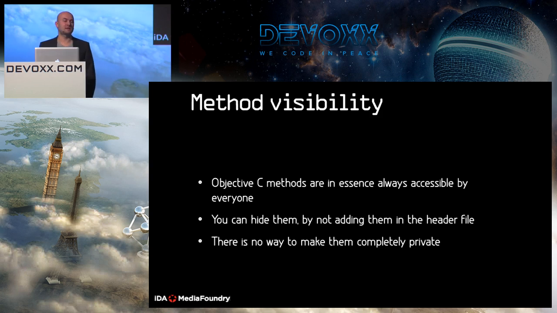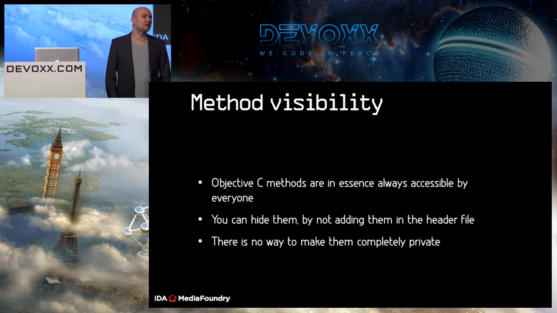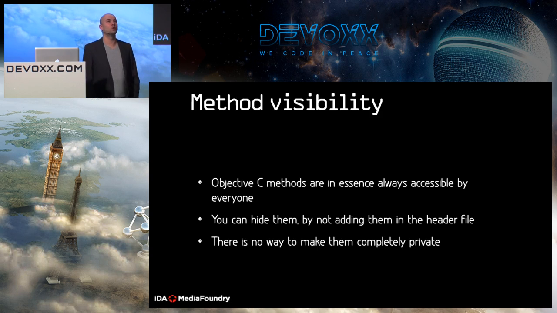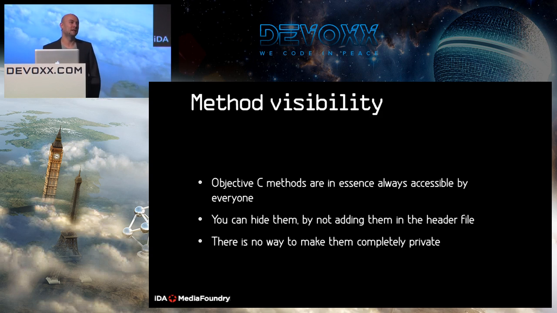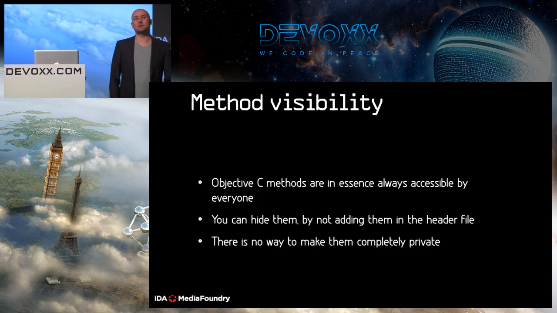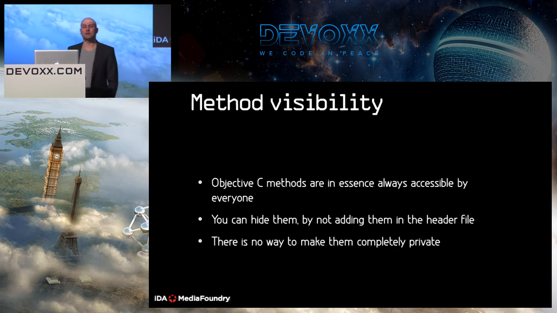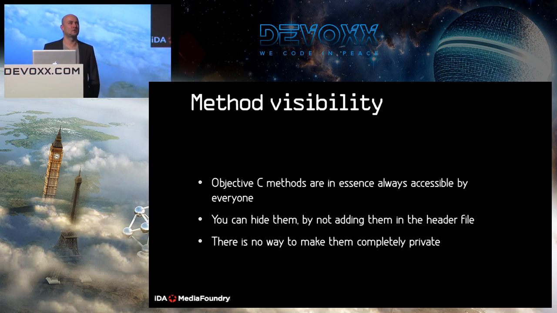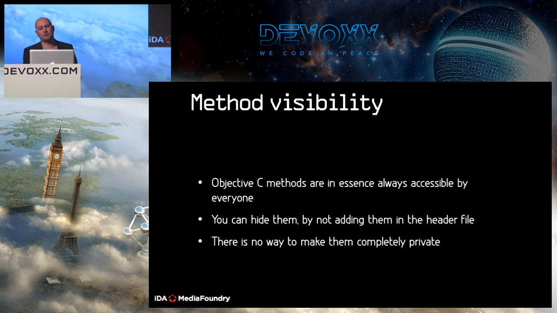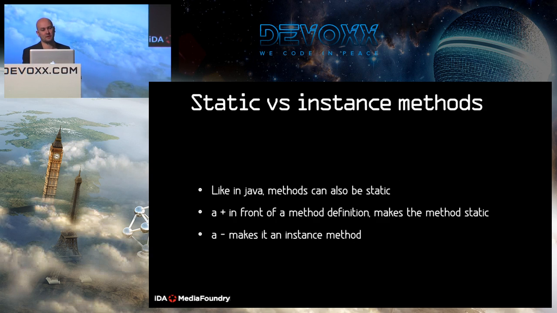So the header file is what gets included in other people's code. And if you don't put the method in the header file, the other developer that is using your header file won't know that the method exists. But it's still there and he still can try to call it and he will be able to without exceptions. So that's something you need to think of when you are doing Objective-C. You're hiding methods, you're not making them private. Again, due to the dynamic nature of Objective-C.